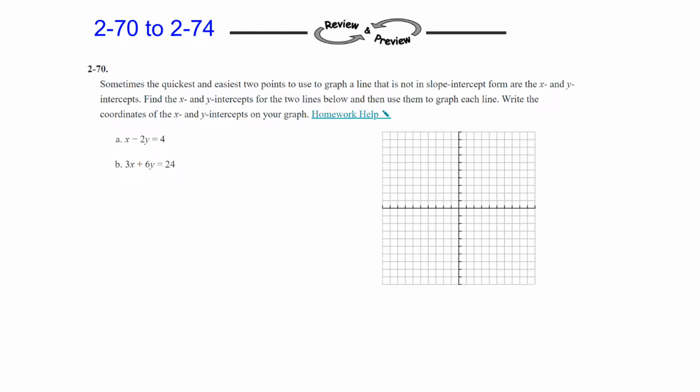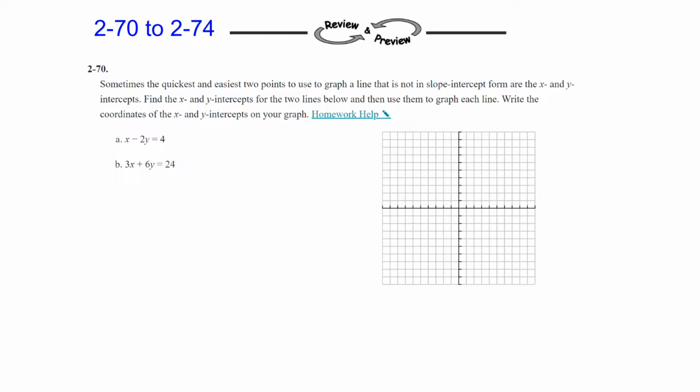Question 70. Sometimes the quickest and easiest 2 points to use to graph a line that is not in slope-intercept form are the x and the y-intercepts. Find the x and the y-intercepts for the 2 lines below and then use them to graph each line. Write the coordinates of the x and y-intercepts on your graph.